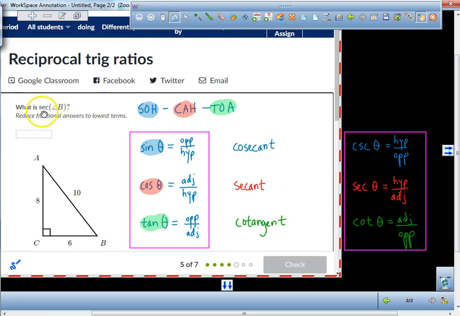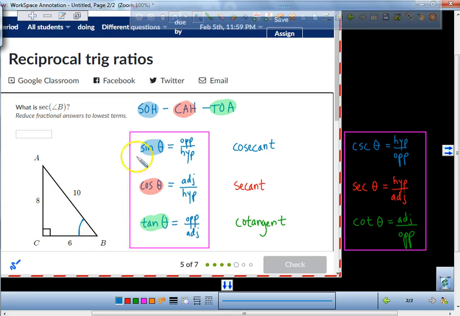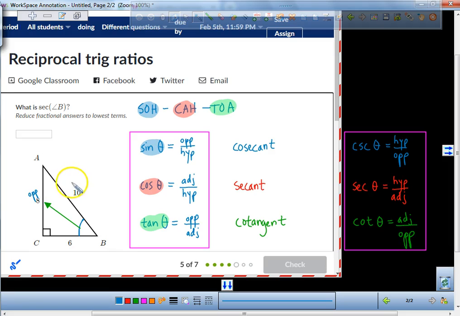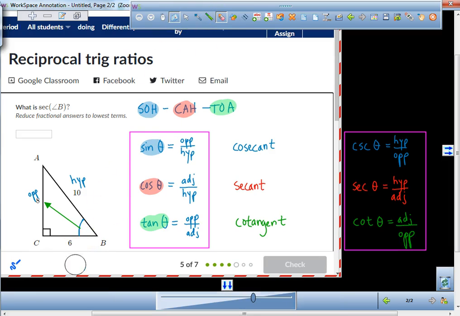What is the secant of angle B? So if you're trying to find the secant of angle B, I put a little arc on B. Once again, whenever I solve these, I always draw an arrow going across. And what does that arrow label it as? That labels the opposite side. This side would be my hypotenuse. This would be the adjacent.